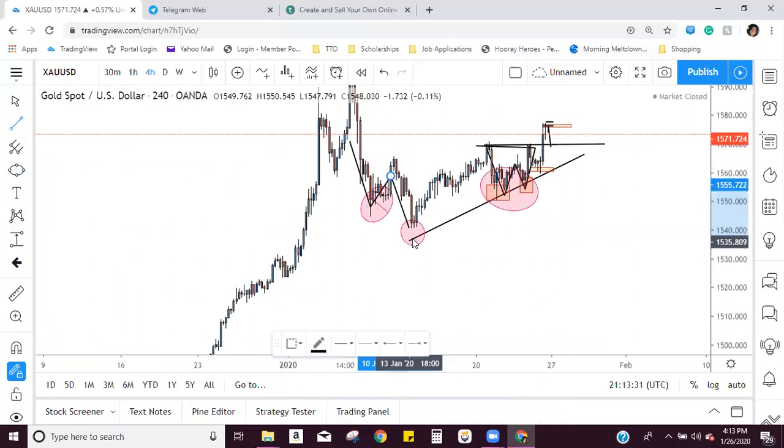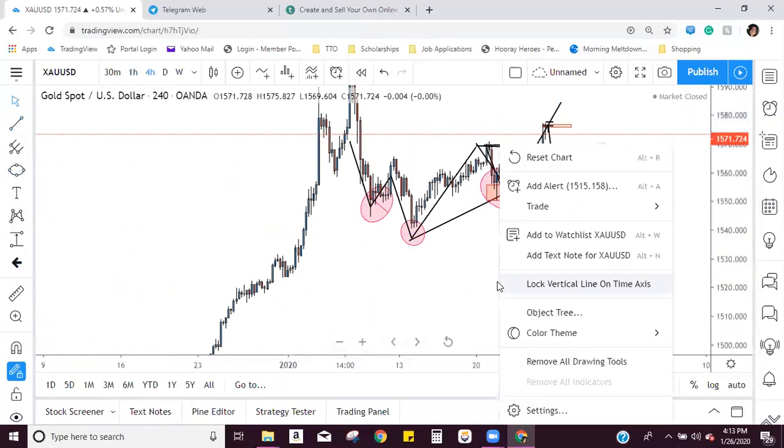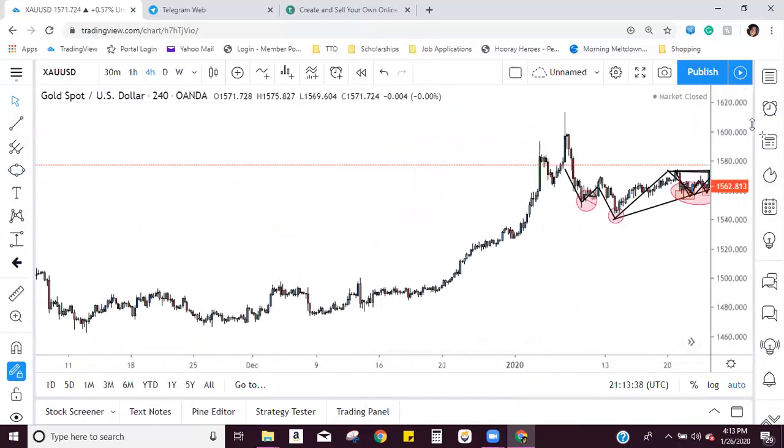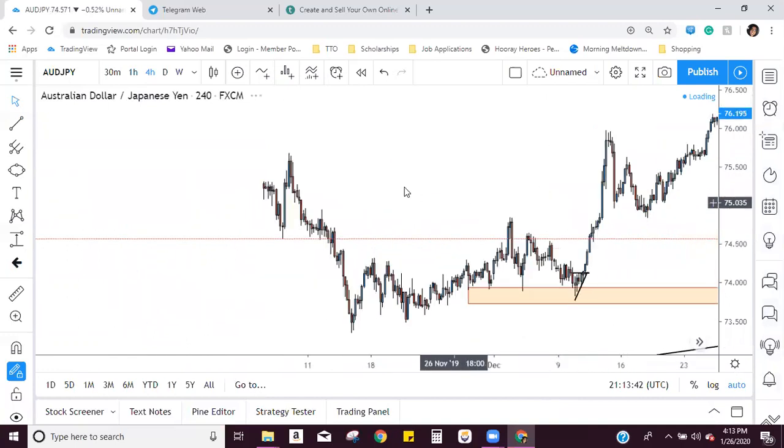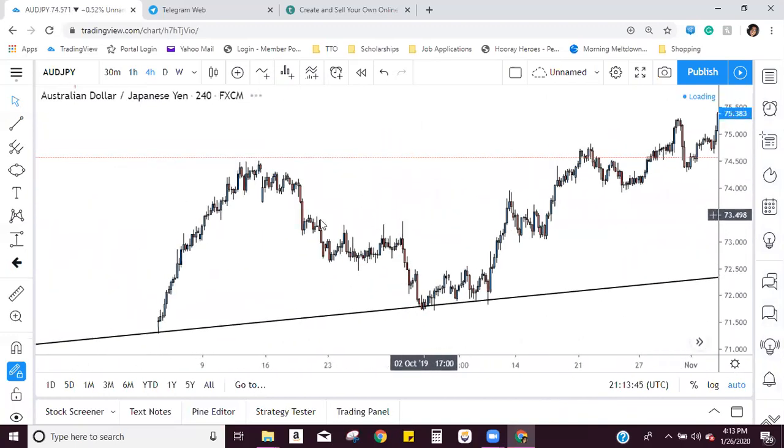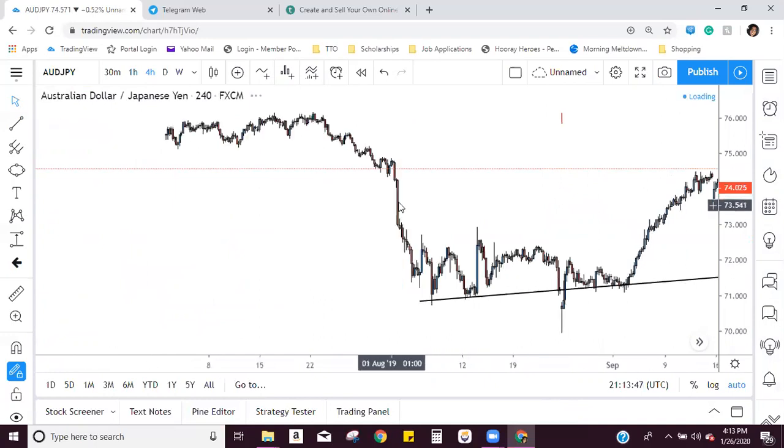Lower low, higher low, buy. You just have to be ambiguous. You have to be able to see ambiguous. Sorry about that. I don't even know what that word means. You just have to be able to see the market in any way. Just adapt your eyes to seeing the market.